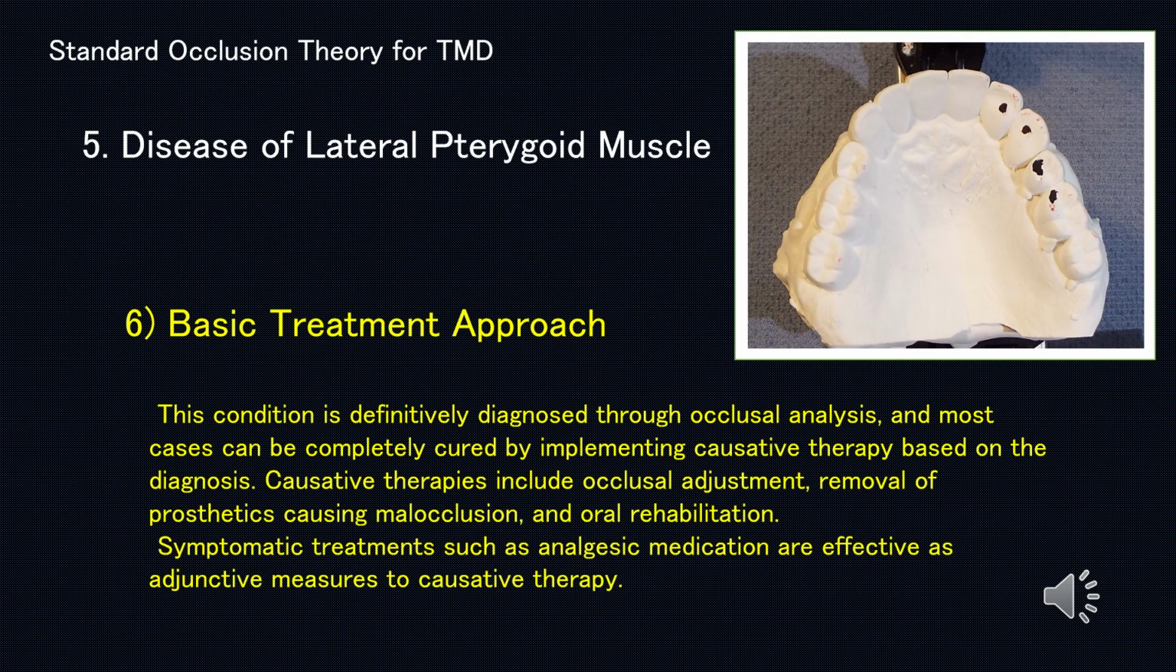6. Basic treatment approach. This condition is definitively diagnosed through occlusal analysis, and most cases can be completely cured by implementing causative therapy based on the diagnosis. Causative therapies include occlusal adjustment, removal of prosthetics causing malocclusion, and oral rehabilitation. Symptomatic treatments such as analgesic medication are effective as adjunctive measures to causative therapy.